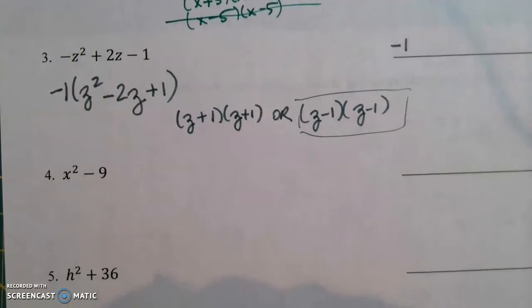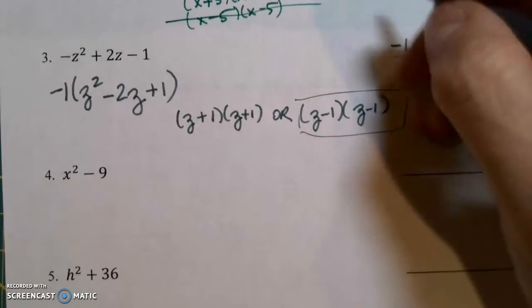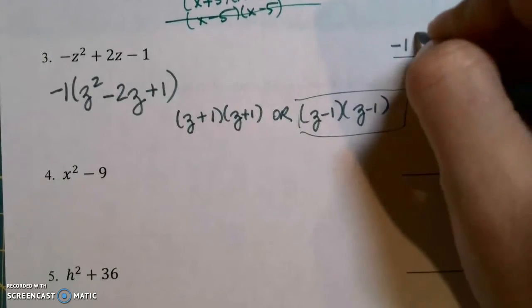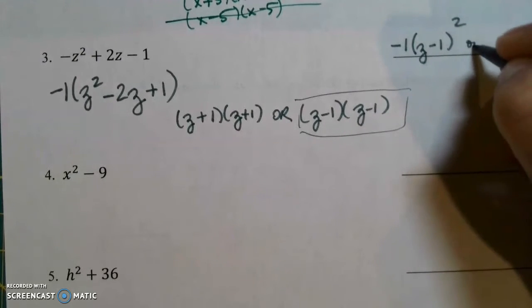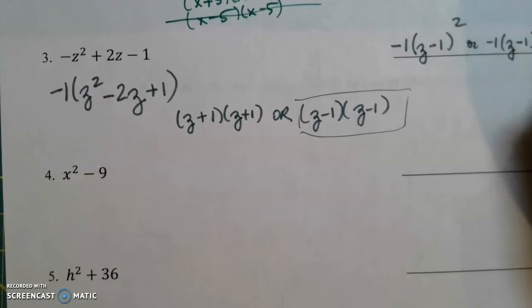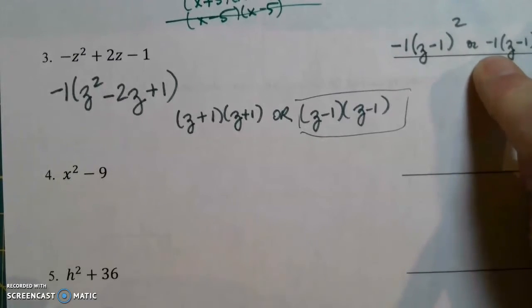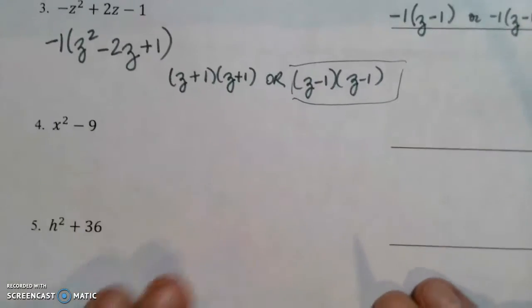And you might have also noticed that this is also a perfect square trinomial, so you could use the pattern there as well. So negative 1 times z minus 1 quantity squared, or negative 1 times z minus 1 times z minus 1. And you could just put a negative sign there instead of a negative 1.